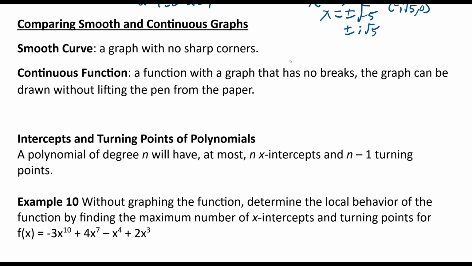Now we're going to talk about smooth and continuous graphs. A smooth curve is a curve with no sharp corners. A continuous function is a function with a graph that has no breaks. The graph can be drawn without lifting the pen or pencil from the paper.